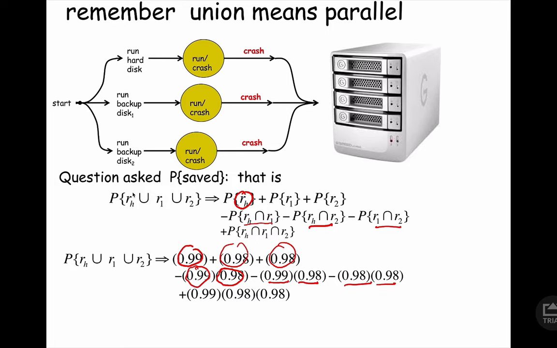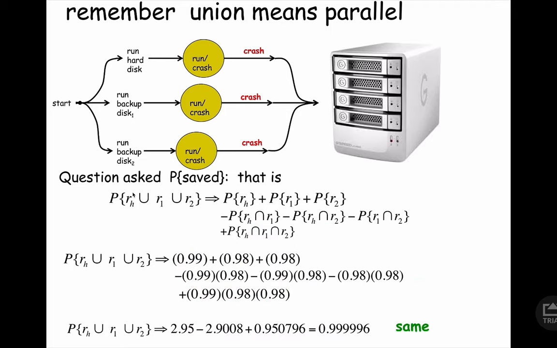Again, we make use of that rule that says the probability of the ANDing of independent events is just the product of the individual probabilities. And so we do that. Probability of RH is 0.99, probability of R1 is 0.98, probability of R2 is 0.98. And so we have that product. So we have a bunch of terms. We have an addition here, three terms on top. We have the subtraction of the two-way intersections here, and then we have the addition of the three-way intersection.